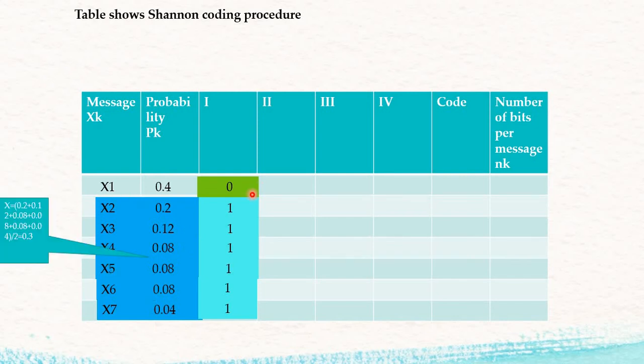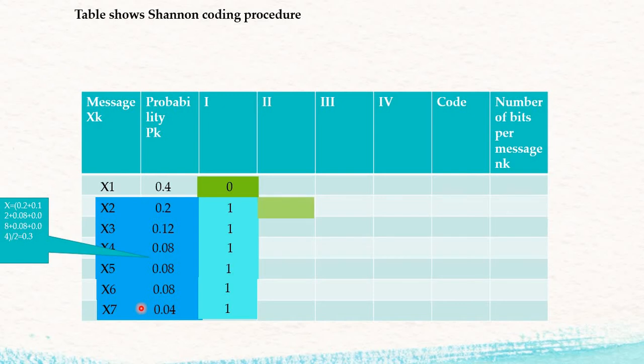First thing, you have to take the addition of all these values and find out the median value. So here 0.2 plus 0.12 plus 0.08 plus 0.08 plus 0.08 plus 0.04 divided by 2 comes out to be 0.3. So we have to divide this section into two portions such that their addition is somewhat equal to 0.3. So how are we going to do that?